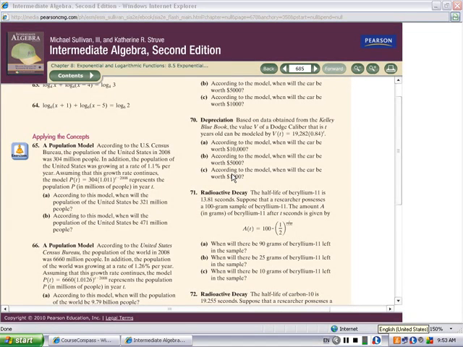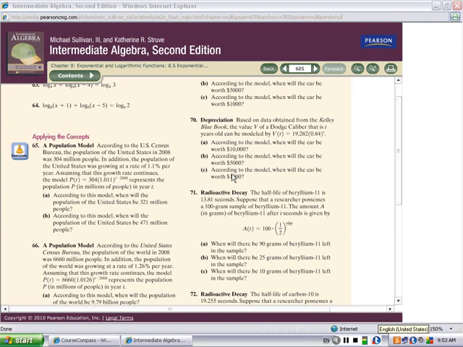In 2008, when you plug in t equal to 2008, 2008 minus 2008 is what? 0. That is the initial. So you see 1.011 to the power 0 is what? 1. 1 times 304 is what? 304. Means what? In 2008, my population is 304 million, right?